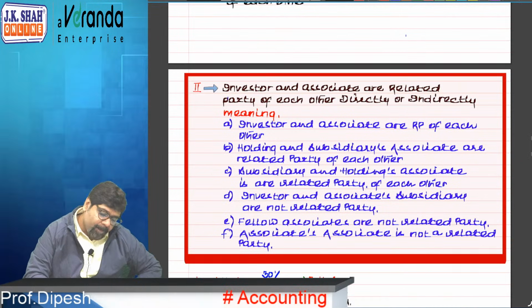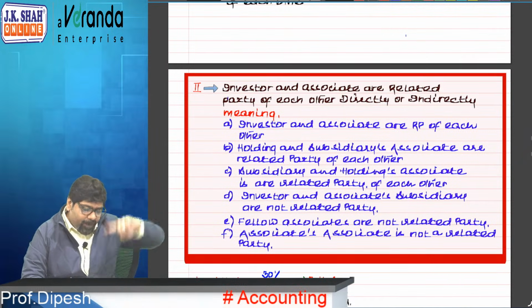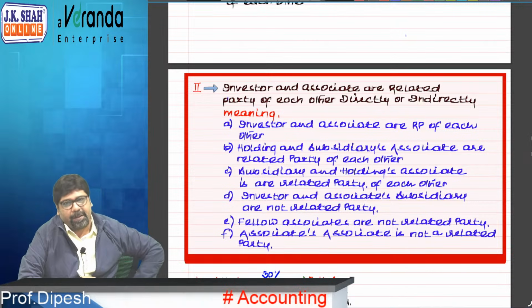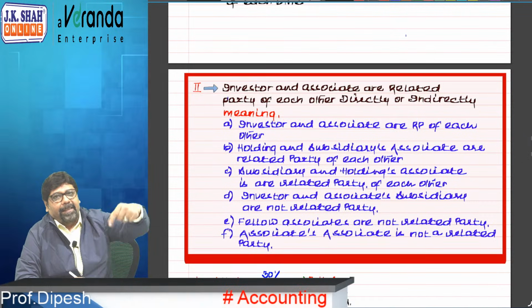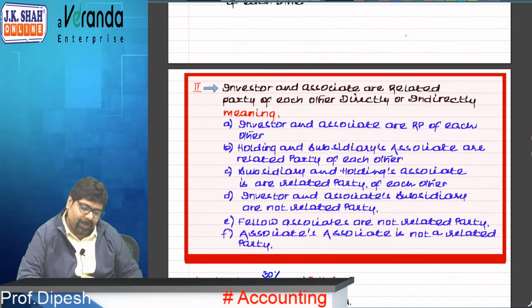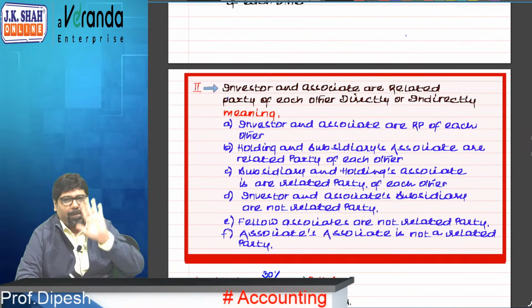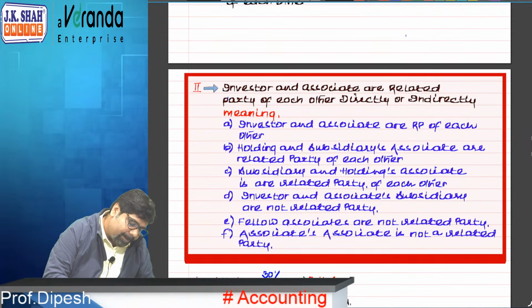Yes. Holding and subsidiary's associates are related parties of each other. Yes. Subsidiary and holding's associates are related parties of each other. Yes. Investor and associate's subsidiary. Subsidiary's associate, right? Associate's subsidiary, no. Fellow associates, no. Associate's associate, no. So these are three very important points.